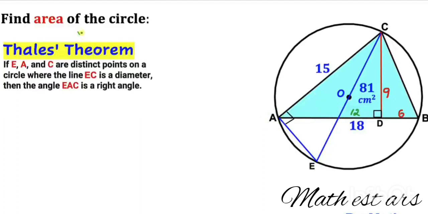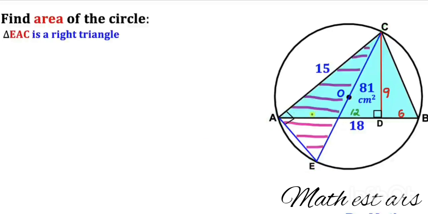And now let's recall the Thales theorem. According to this theorem, if E, A and C are three distinct points on the circle where the line EC is a diameter, then the angle EAC is a right angle. As you can see in our diagram, we got C, A, E, 3 points on this circle, and this EC is a diameter, so no wonder this angle is 90 degrees. So therefore we conclude that this triangle EAC is a right triangle.